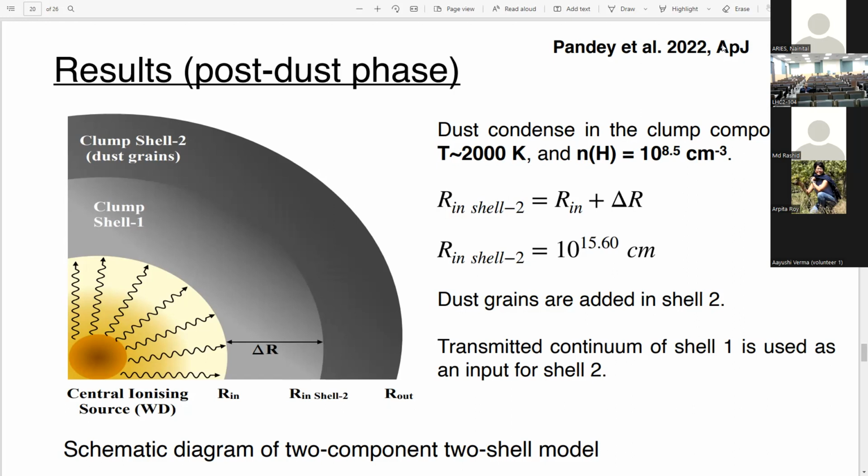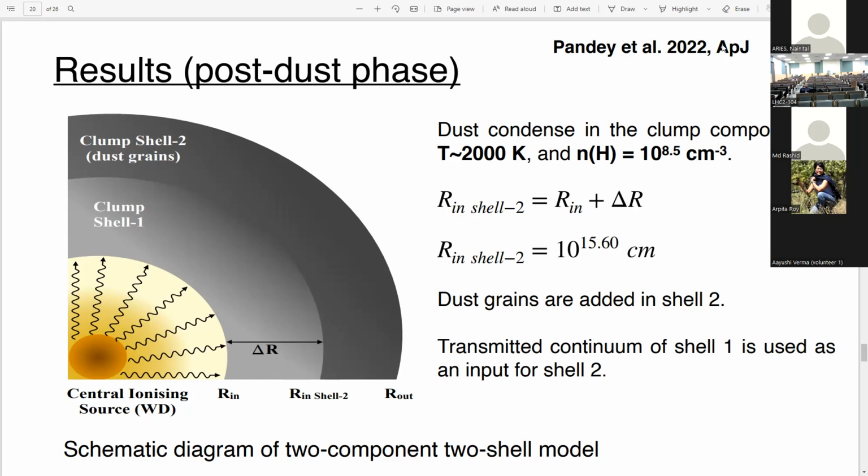So we updated this phenomenology, and we added another shell just out at the outer region of the clump part. That is the region of high hydrogen density, and we save the transmitted continuum from the first shell, and we use it as an input for the second shell.